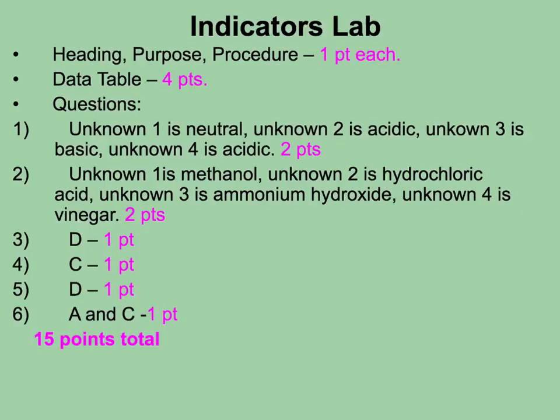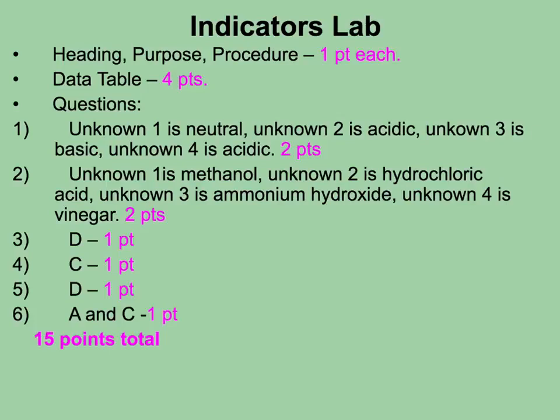Second question asked you to identify each of the unknowns based on the 4 substances that you were given. So they're half a point each, and again, it's based on accuracy. So unknown number 1 is methanol, since it was closest to being neutral.